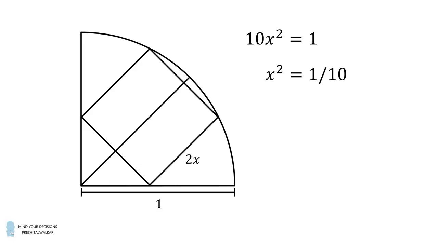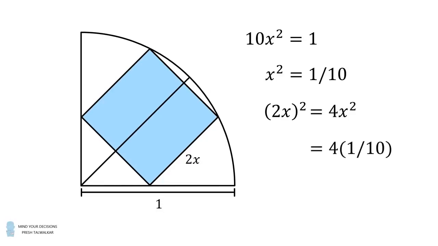We want the area of the square, which will be equal to its side length squared. So it will be equal to (2x) squared, which is equal to 4x squared. But since x squared is equal to 1 over 10, we can substitute in. Thus, the area of the square is equal to 4 over 10, or 0.4. And that's the answer.